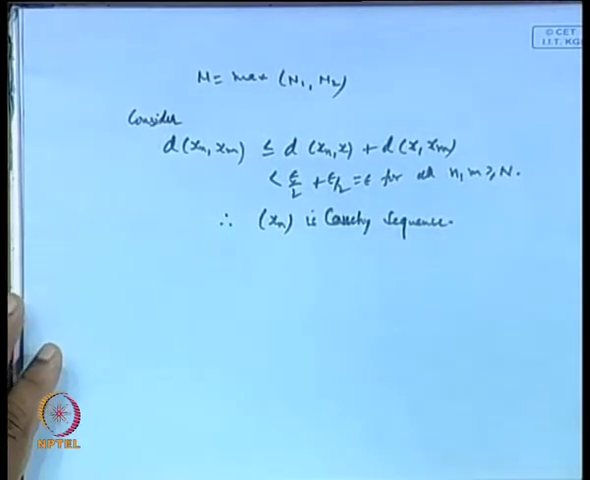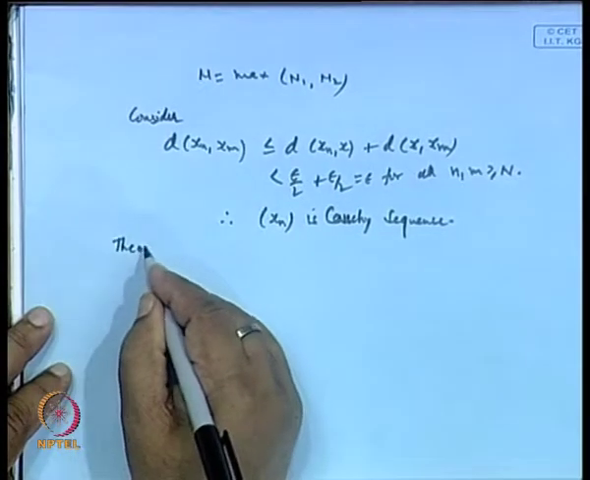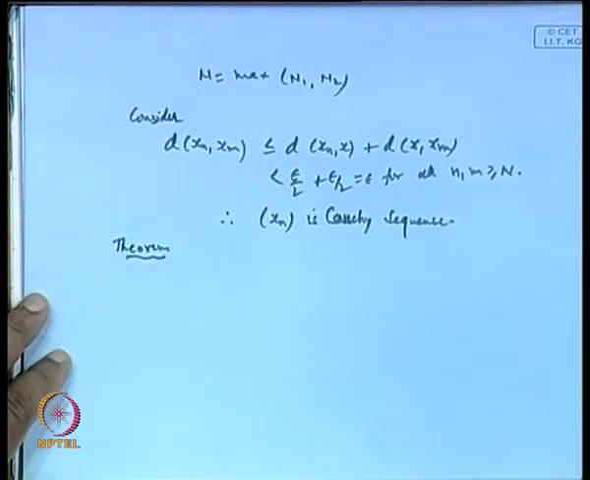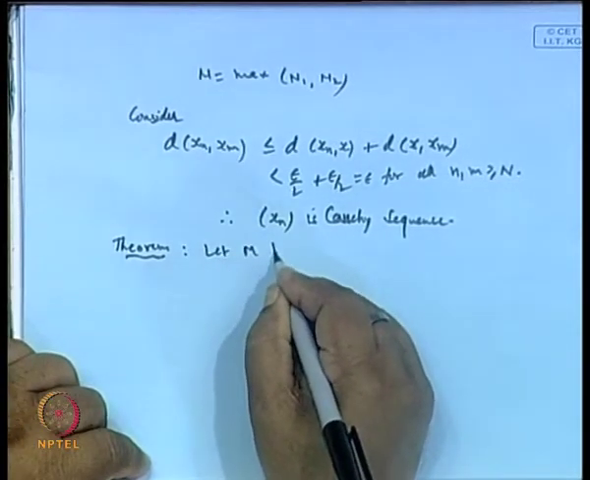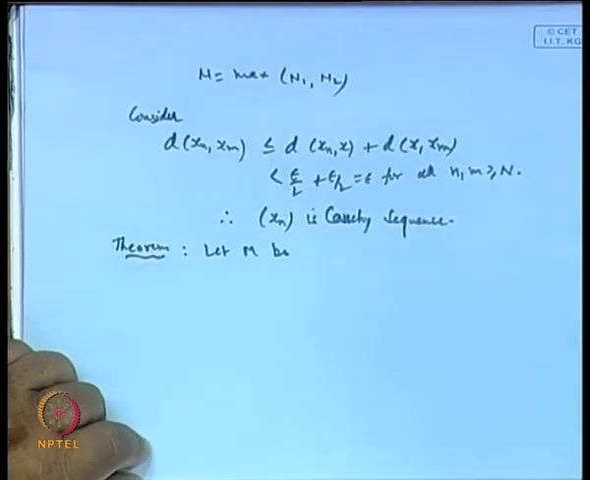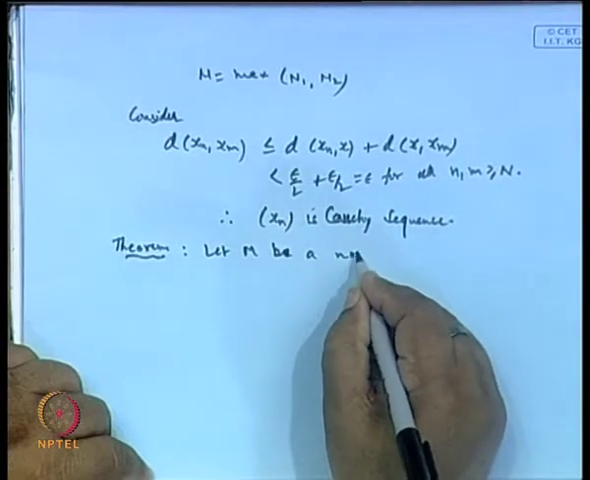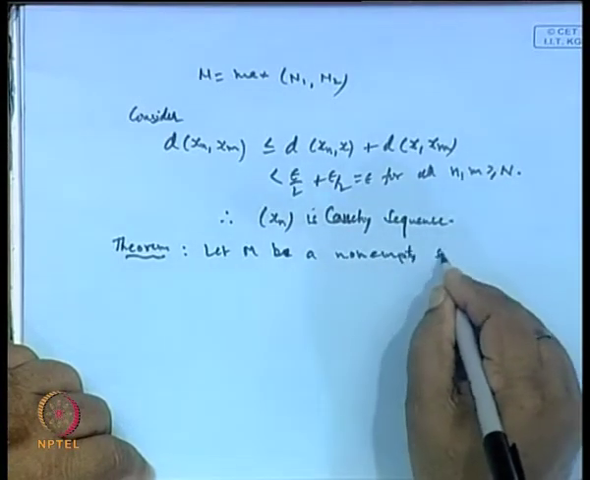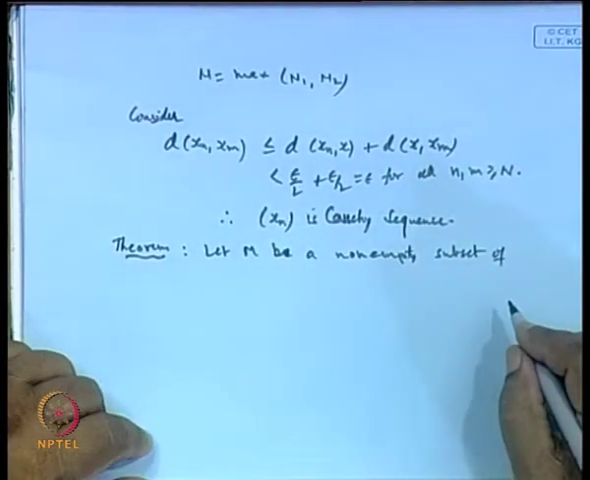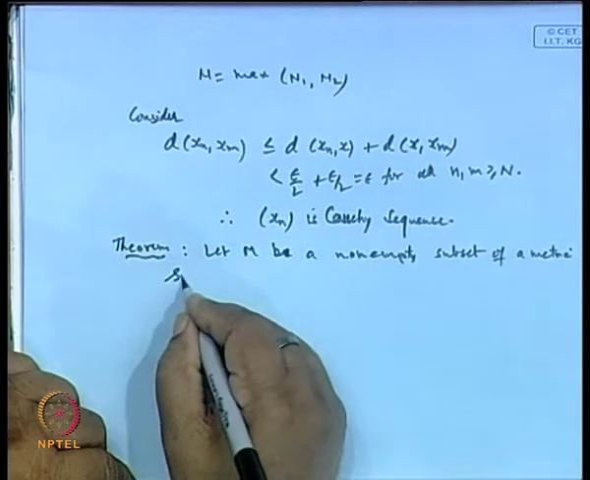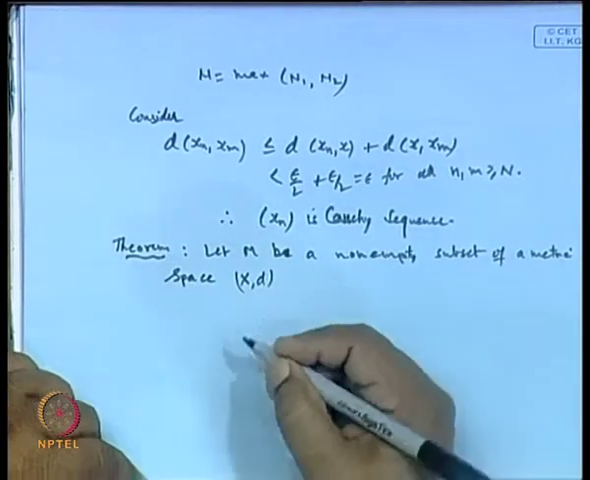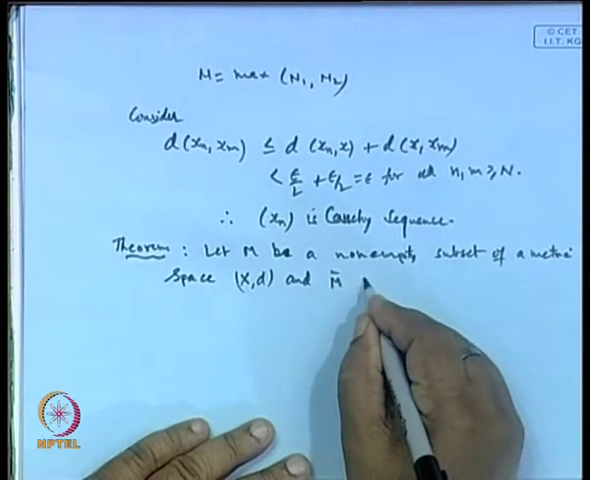Converse we have already discussed. Now, the second result gives the relation between the closure and the convergence. The result is, let M be a non-empty subset of a metric space X, d and M bar its closure.